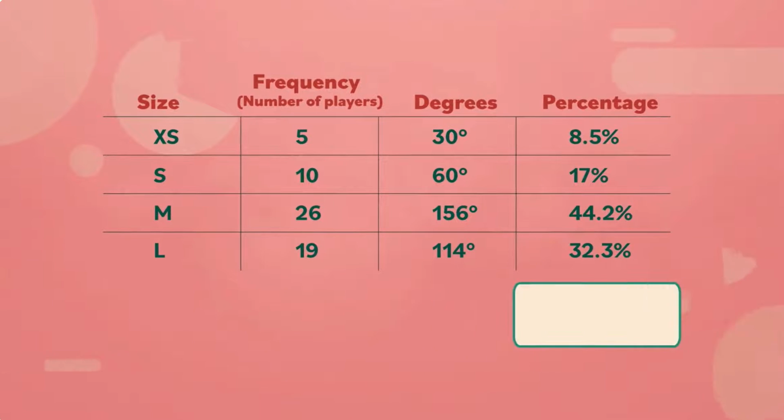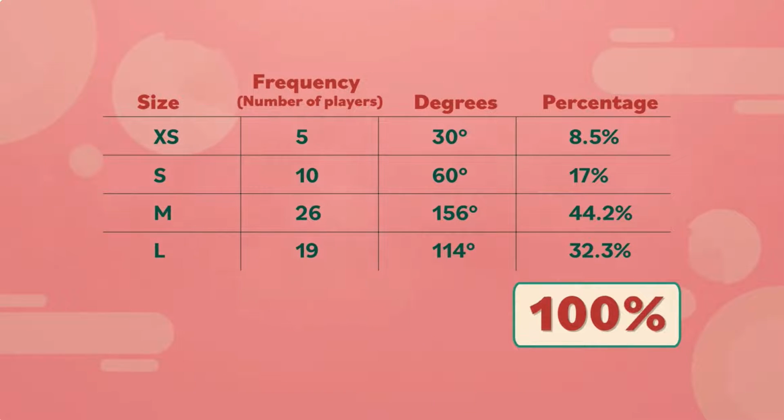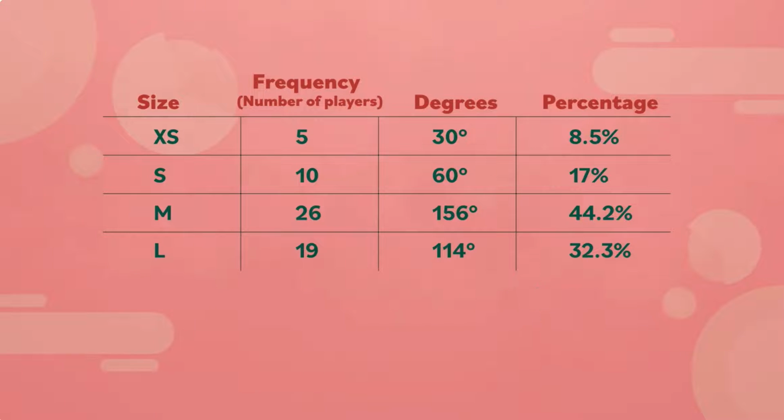The sum of this column should be approximately 100%. Since 1.7% was an estimate, it's okay if it goes a little over. This happens when decimals are approximated in division.